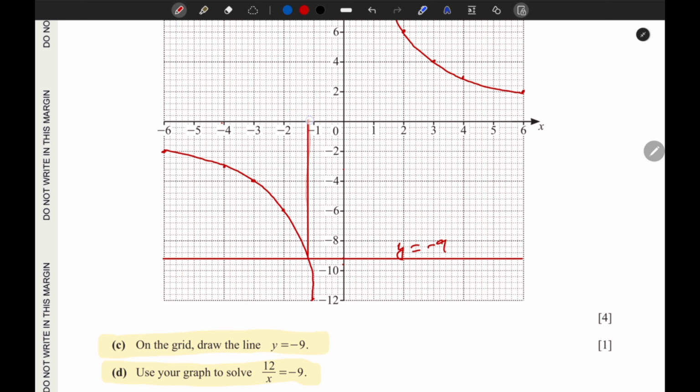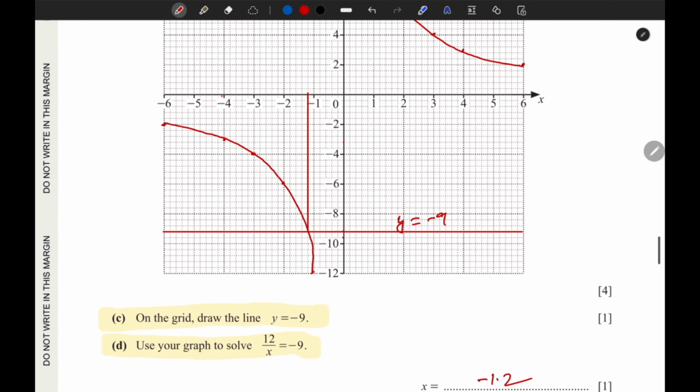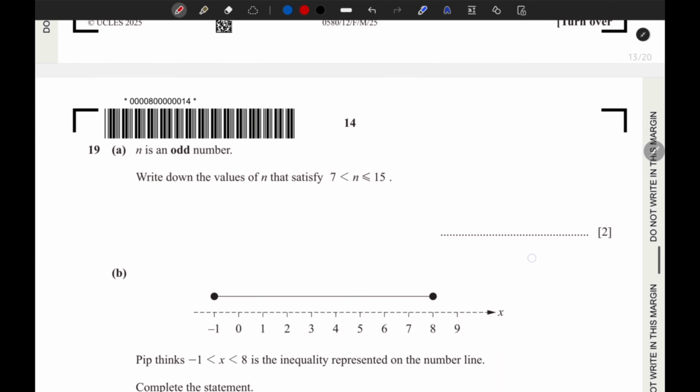If I draw it like this, so this actually is touching, you can write minus 1.2. So for me it is minus 1.2. So there will be a certain range, but be careful while drawing the line. Okay, so minus 1.2.